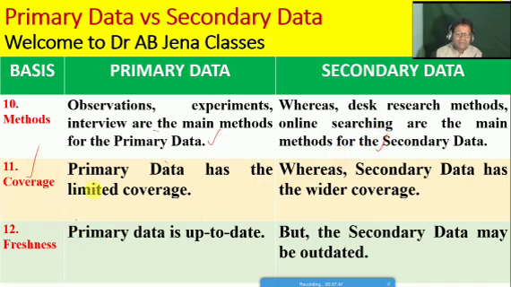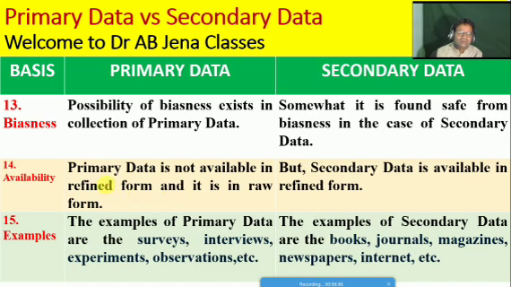Next basis of comparison is coverage. Primary data has limited coverage, whereas secondary data has wider coverage. Next, freshness. Primary data is up to date, whereas secondary data may be outdated. Next, biasness. The possibility of biasness exists during the collection of primary data, whereas secondary data is somewhat safe from biasness, because the data are already available. Next, availability. Primary data is not available in refined form; it is in raw form, whereas secondary data is available in refined or tailor-made form.